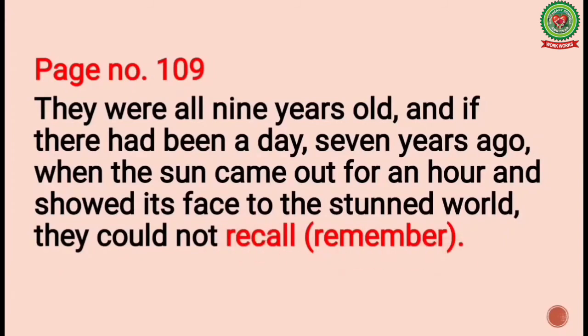Recall, remember. So students, these children have experienced nothing but rain, because the last time when the sun had appeared on the planet Venus, they were too young to remember anything. That is, they were just 2 years old. So children, could they remember anything which they had seen when they were 2 years old? No, they could not remember. Why? Because they were young, very young, 7 years ago. So what is the age of these children now? These children are 9 years old.